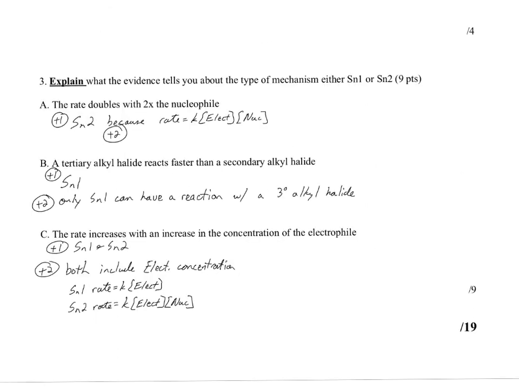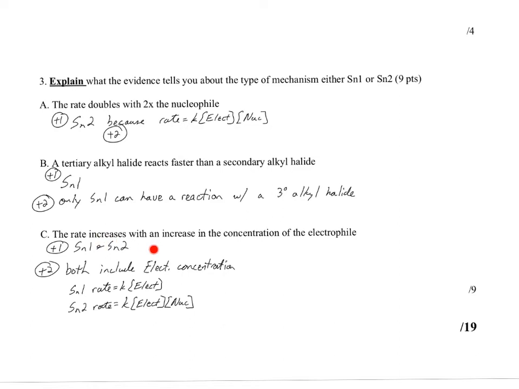So again, this is kind of an SN1 versus SN2 type quiz. So why is one or the other? The rate doubles with 2 times the nucleophile. That has to be SN2 because the rate for SN2 involves the nucleophile. The rate for SN1 does not. A tertiary alkyl halide reacts faster than a secondary. This has to be SN1. SN2 reactions don't work with tertiary alkyl halides. Right? Some things you just got to kind of know about these things.